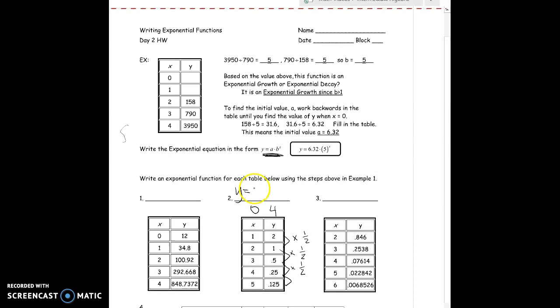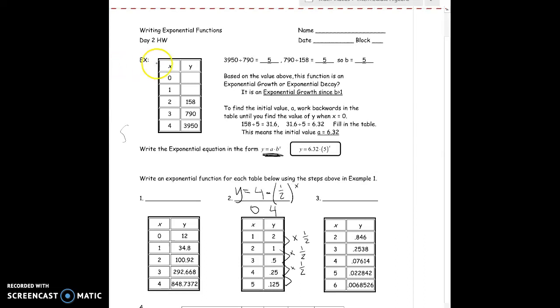So when we're thinking about what's going on here, we're going to have the idea of y equals, the initial value is going to be 4, because that was the value when x is equal to 0, times our growth factor, or in this case our decay factor, which is going to be 1/2 to the x. So this equation would be y equals 4 times 1/2 to the x.